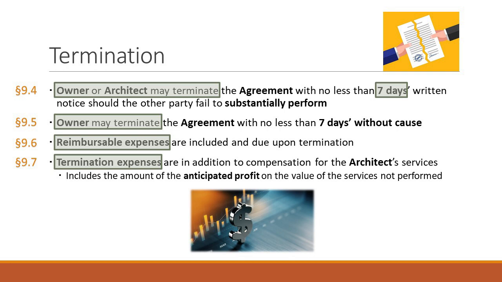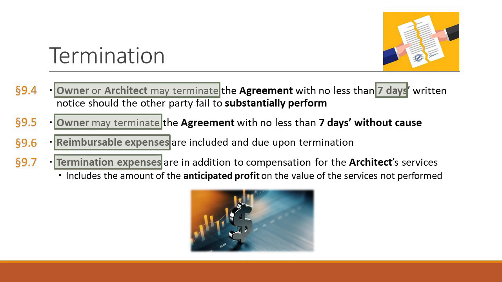9.6 just talks about how you're going to get paid for reimbursable expenses, so once the termination happens, everything else. 9.7. Termination expenses, so this is a defined term, are in addition to the compensation for the architect's services. So you do work through August 1st, and there's a termination where the architect should get paid for its work through August 1st. But there may be other costs to terminate, whether they had someone on the project site and they had to pull them out or whatever else. So there's different termination expenses. And so we have to define that.